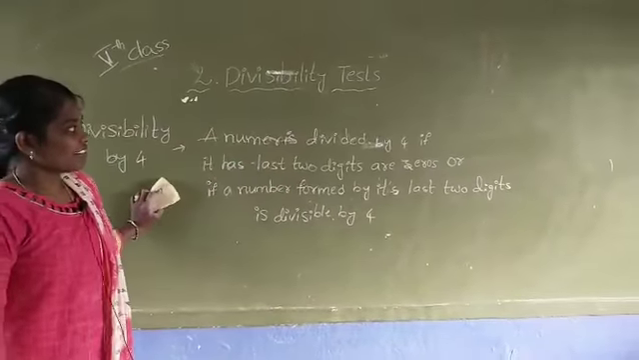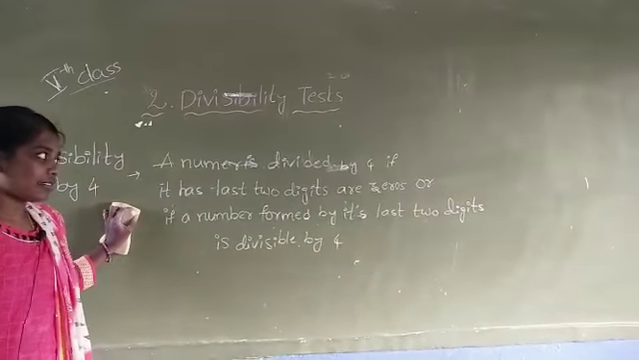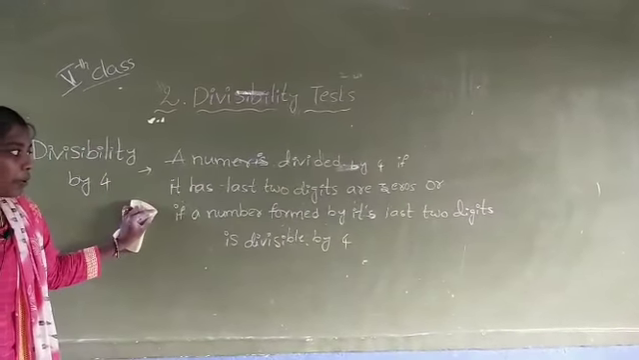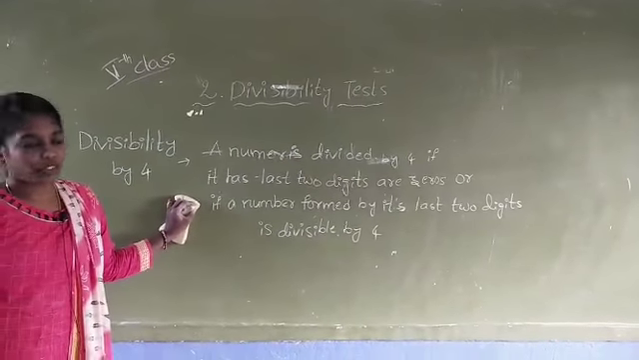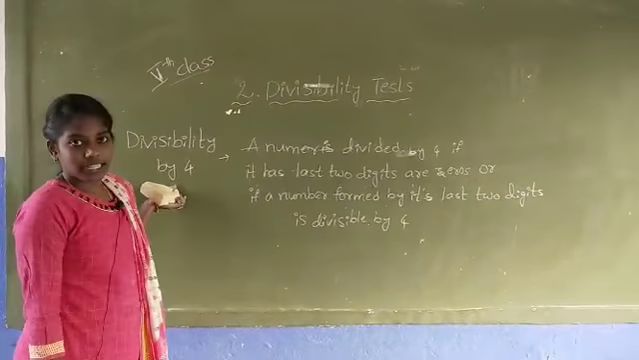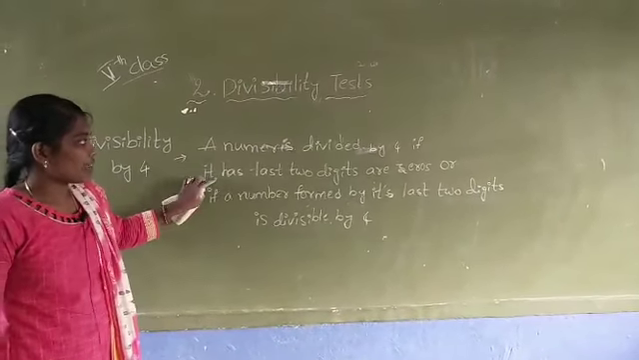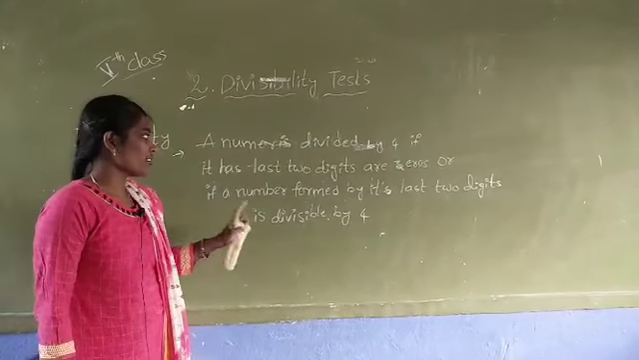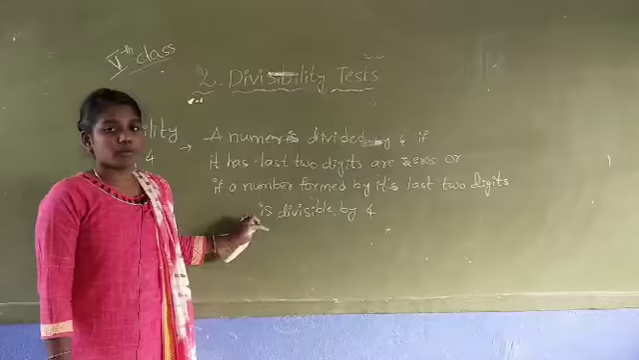A number is divisible by 4 if its last 2 digits are zeros, or if the number formed by its last 2 digits is divisible by 4. For example, divisibility by 4: a number is divisible by 4 if its last 2 digits are zeros, or if the number formed by its last 2 digits is divisible by 4.